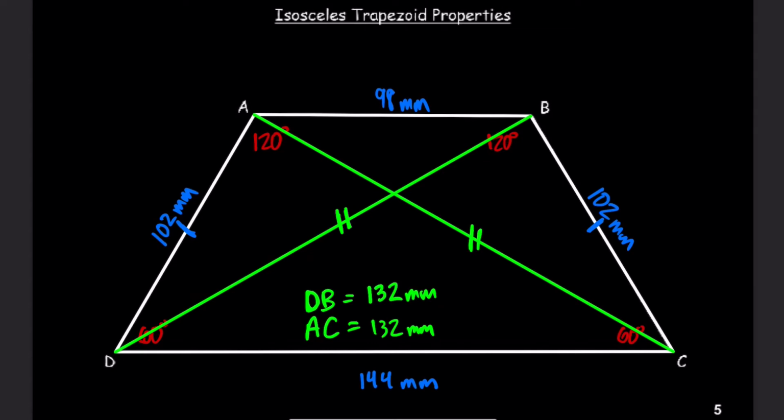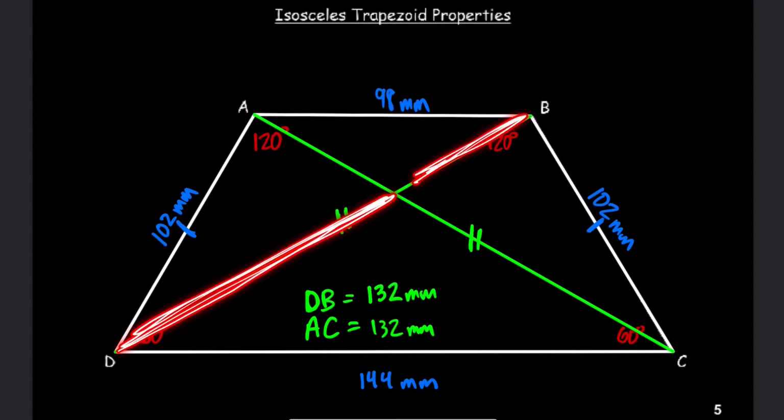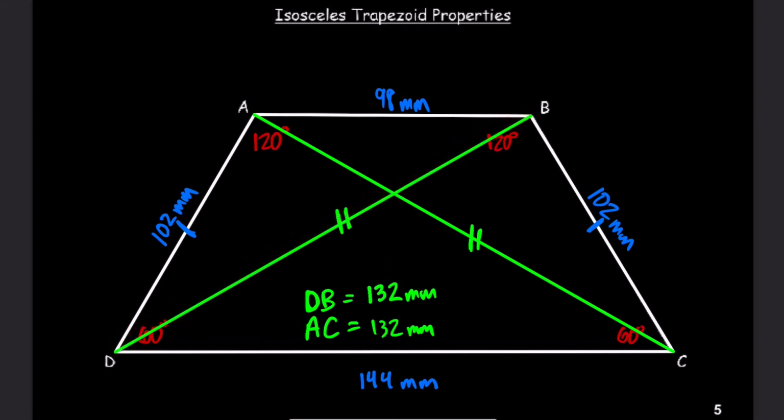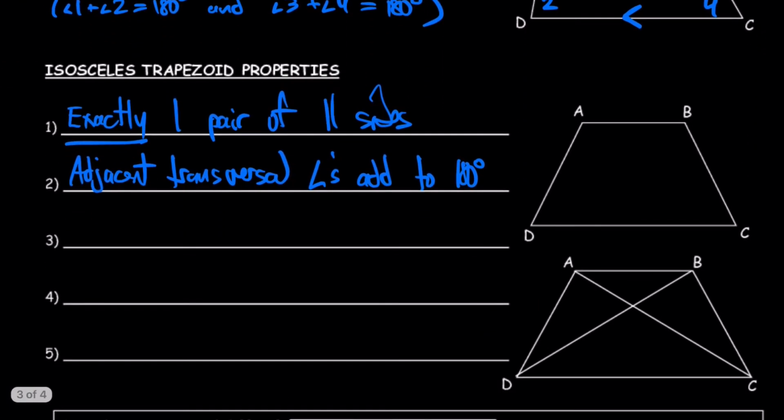But clearly, I think you can see this, I'm not even going to measure it, but they don't bisect each other. Because look at this segment right here, this piece of the diagonal is much longer than this piece of the diagonal. So those two pieces are not equal, which means this is not a midpoint. All right, they don't bisect each other. All right, so let's add those properties.